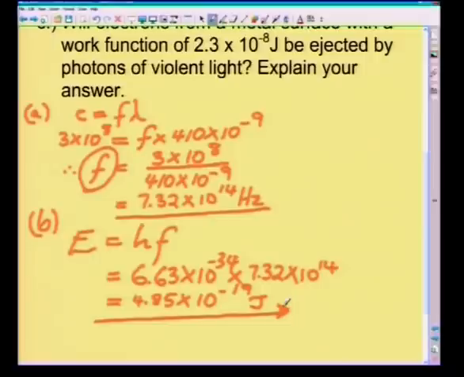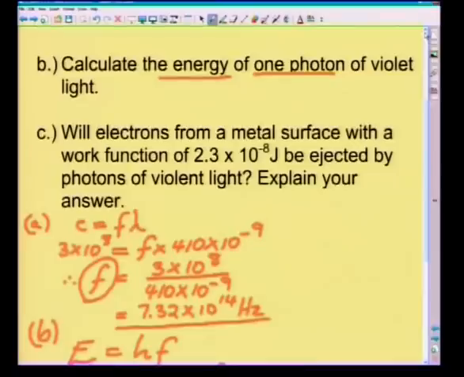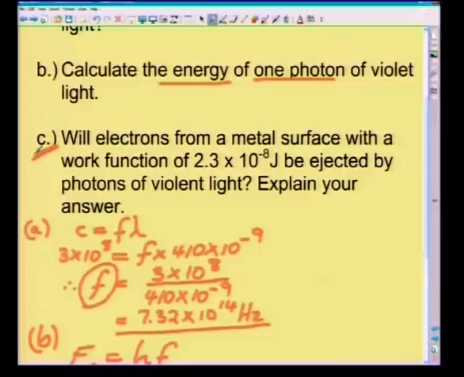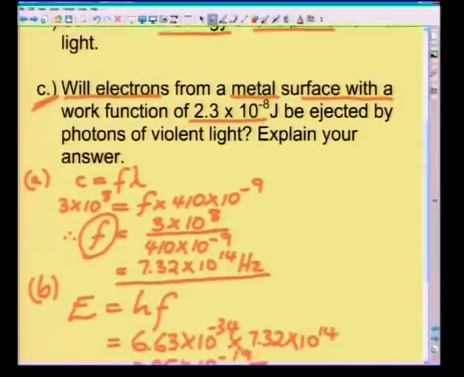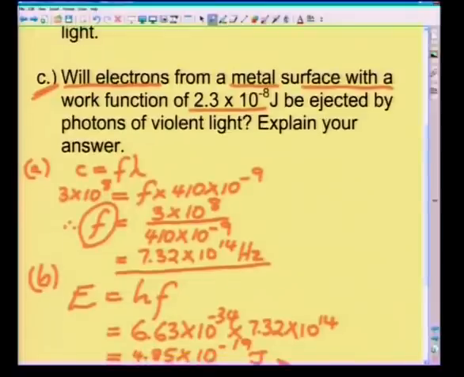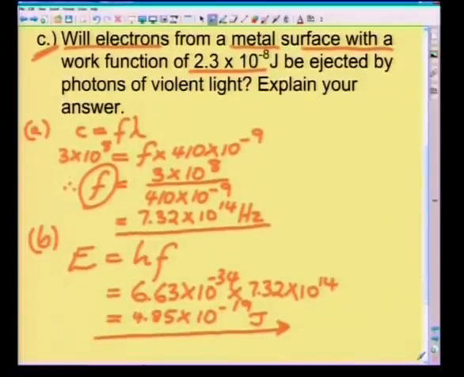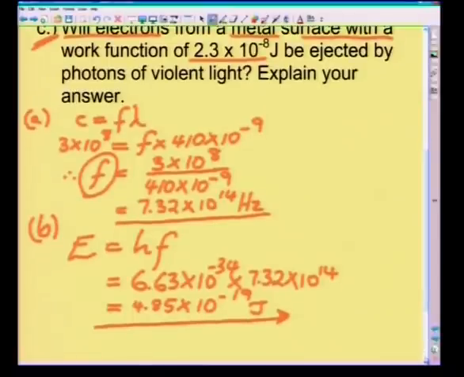Okay, now let's come to the last question, question C. Will electrons from a metal surface with work function 2.3 by 10 to the power minus 8 joules be ejected? And then explain your answer. Okay, now, 2.3 by 10 to the power minus 8, 4.85 by 10 to the power minus 19.